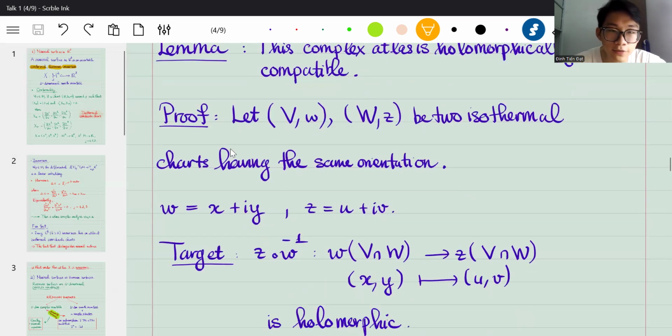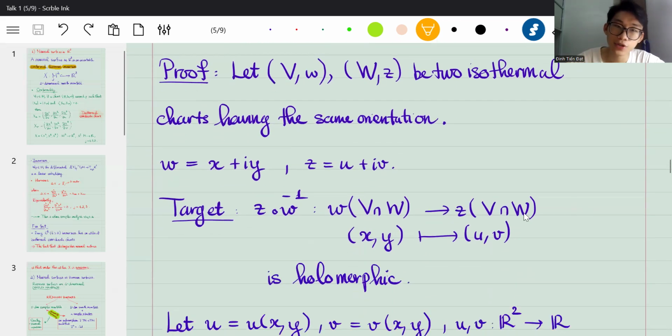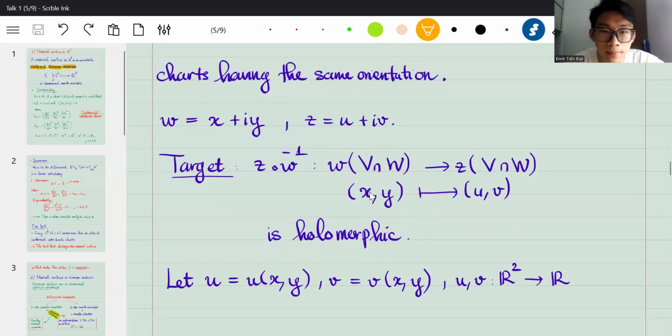So first we write W as x plus iy and z as u plus iv. The target is to show that z composed with the inverse of W is a holomorphic map. So this map maps the complex number x plus iy into the complex number u plus iv.